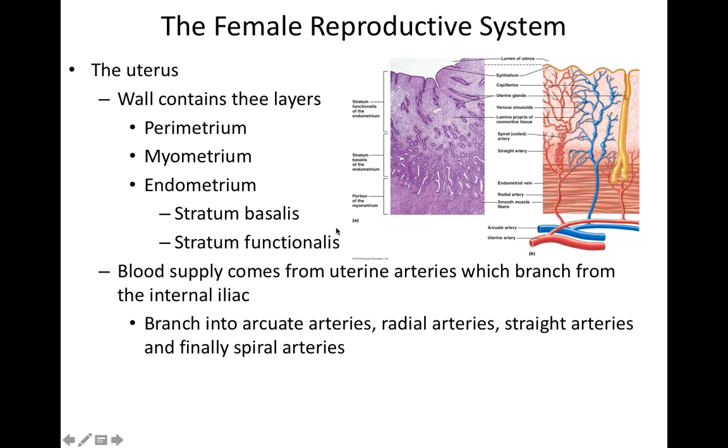There is a huge blood supply here because if fertilization and implantation take place, we are going to have enough blood to support the growing fetus. So we've got uterine arteries that come off of the internal iliacs that then have this massive branching and eventually lead all the way out into the very most superficial portion of the stratum functionalis.